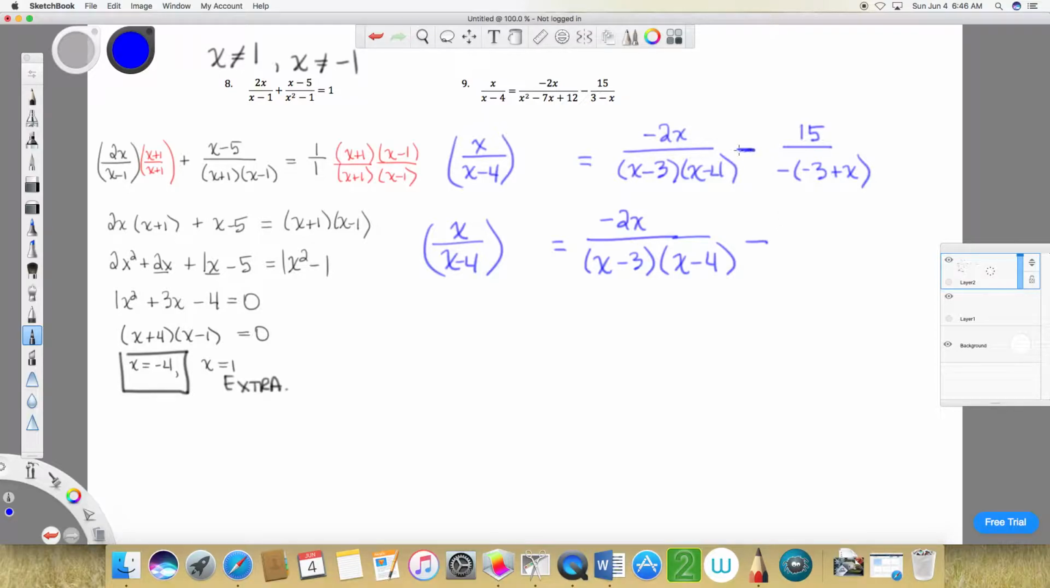I have this minus sign, don't lose it. And then within this fraction, I'm going to move this minus sign up to the numerator, and I'm going to change the order of this addition and write it as x minus 3. All right, so now I want a common denominator of x minus 3 times x minus 4. So this term is missing the x minus 3, and this term is missing the x minus 4.